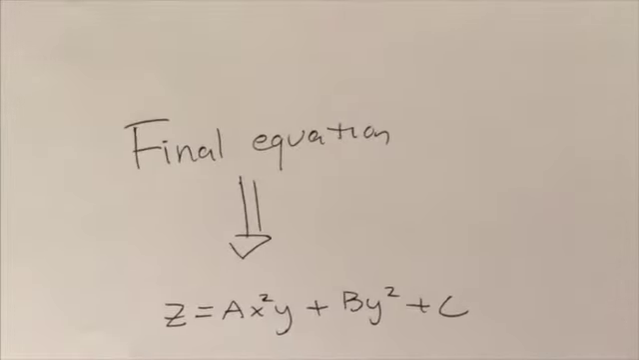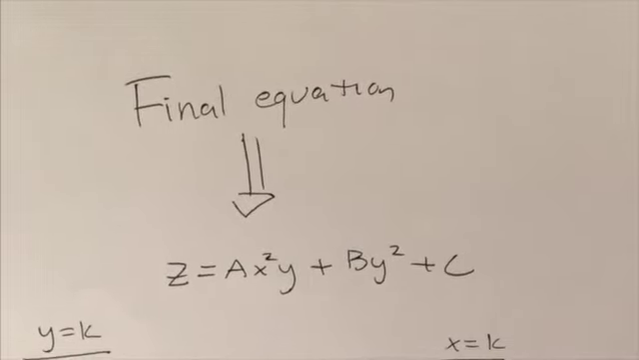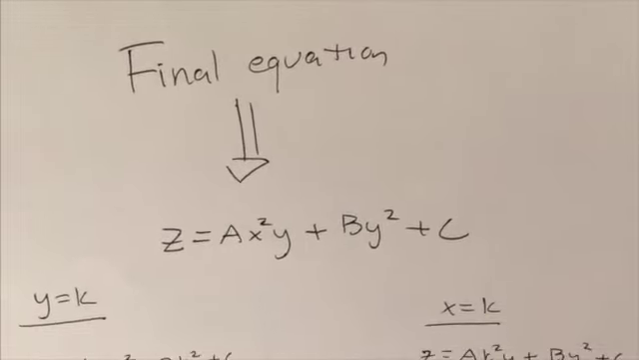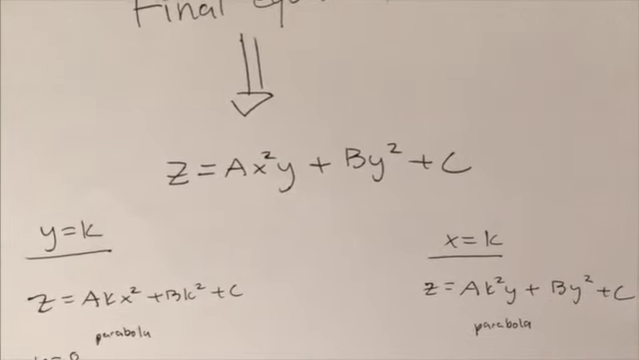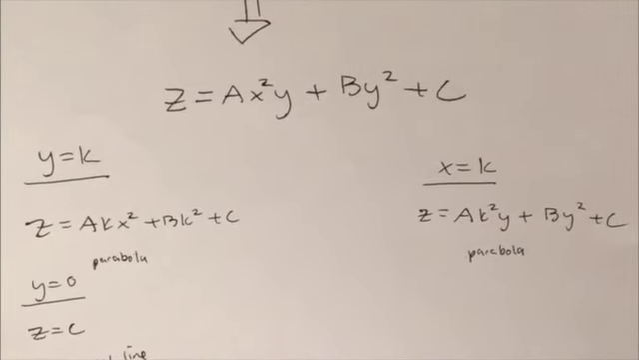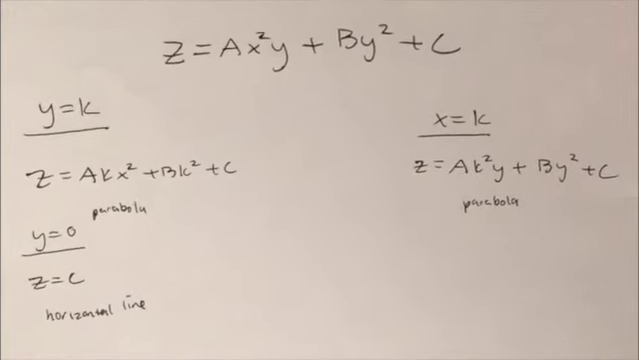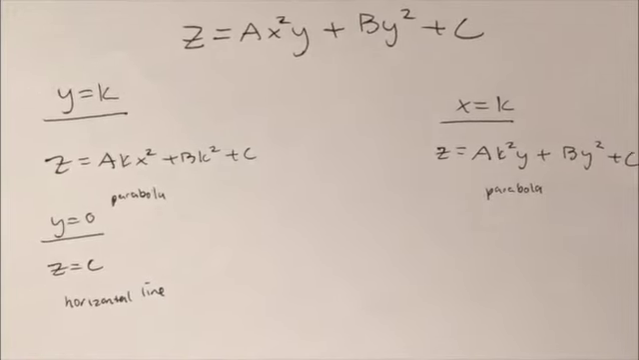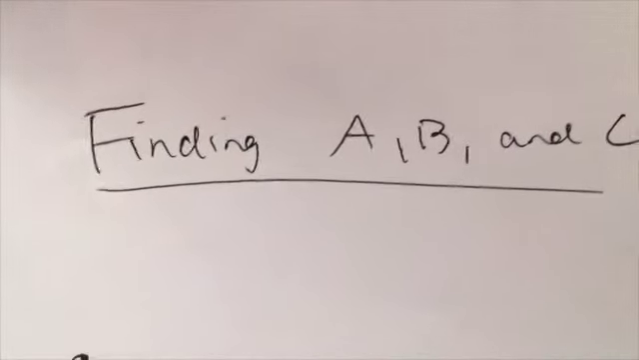We then combined the two traces into a single function that satisfied all the conditions: z equals ax squared y plus by squared plus c, with a, b, and c being various constants. As you can see, both traces in the x and y direction are parabolic, but when y equals 0, z equals c, a horizontal line. But when x equals 0, the graph is still a parabola. Our next order of business was determining the values of a, b, and c.